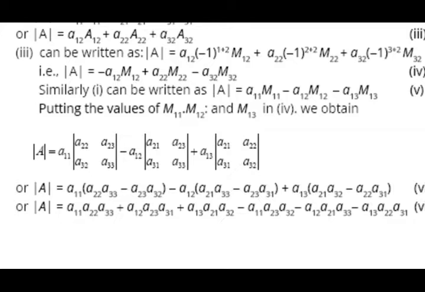Cross multiply: we multiply their diagonal elements, and in between them is a negative sign, and this is the determinant of a 3 by 3 matrix.